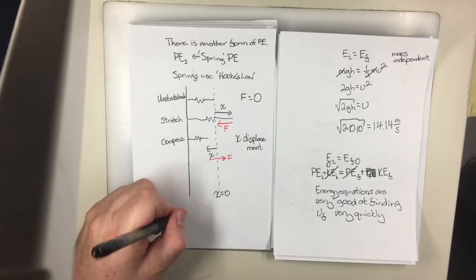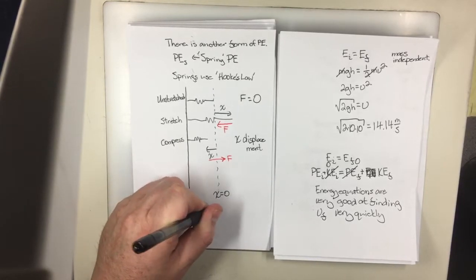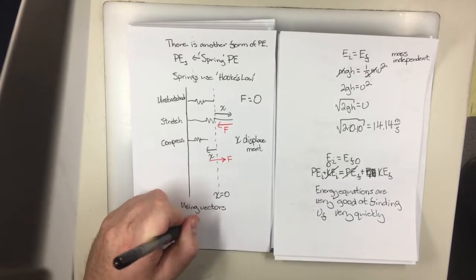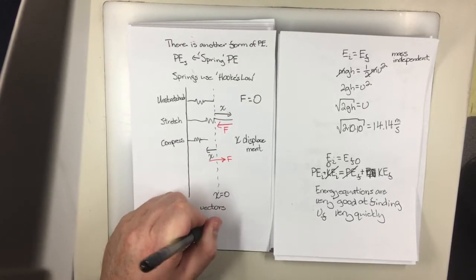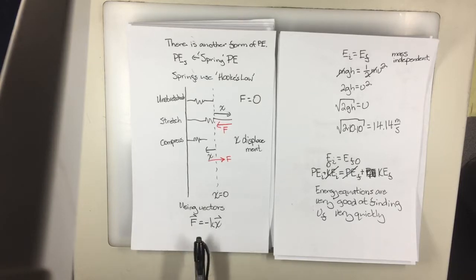Hooke's law, using vectors, we write it as F equals negative k x vector. The direction and magnitude of the force from the spring is equal to the negative value of something called k times its displacement vector x. So if x is to the right and you've got a negative sign, then F should be to the left. If x is to the left, you've got the negative sign, so F is now to the right.